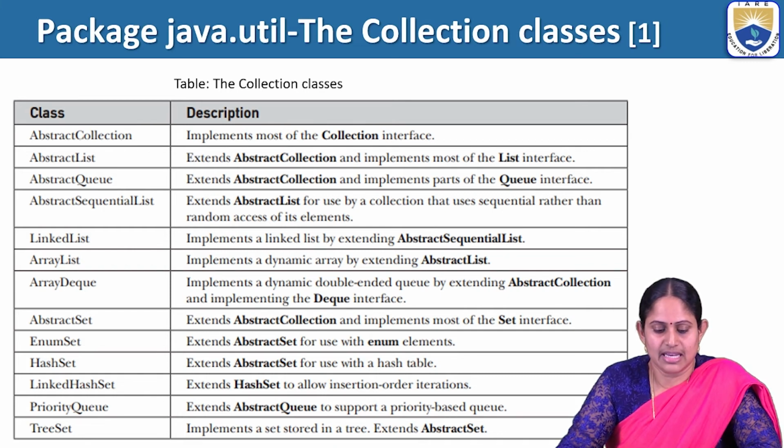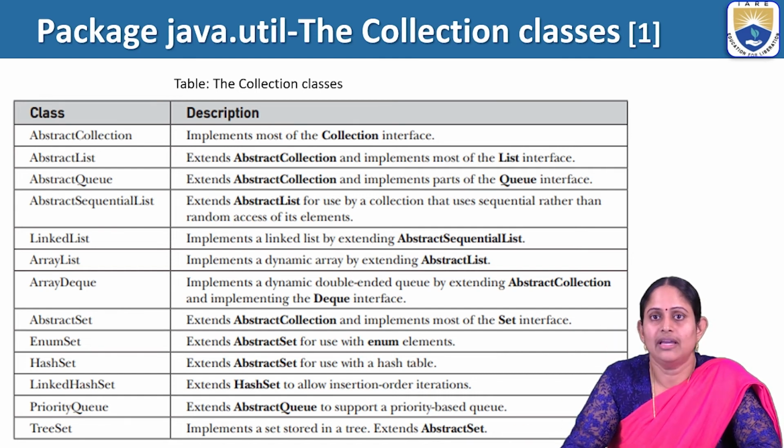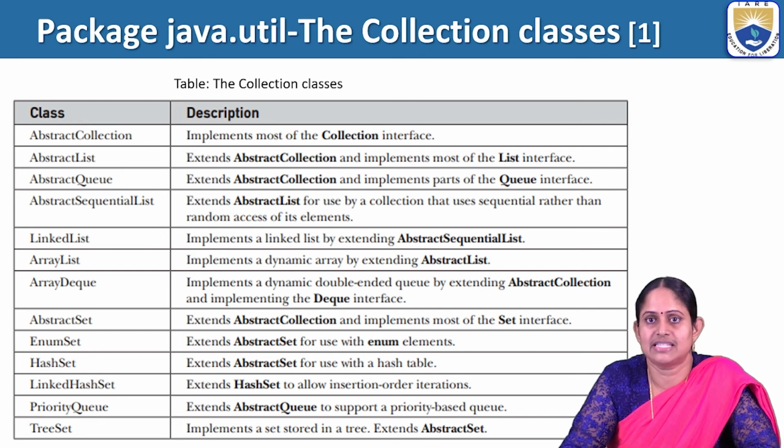The ArrayList class implements a dynamic array by extending AbstractList. The ArrayDeque class implements a dynamic double-ended queue by extending AbstractCollection and implementing the Deque interface. The AbstractSet extends AbstractCollection and implements most of the Set interface. EnumSet extends AbstractSet for use with enum elements.